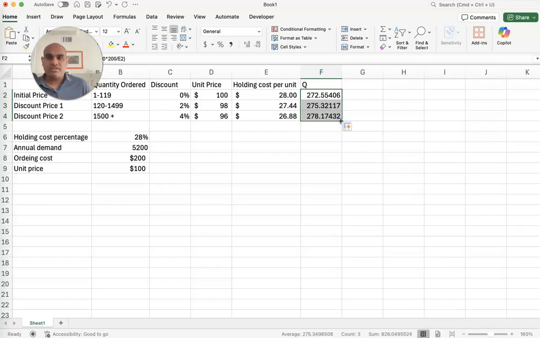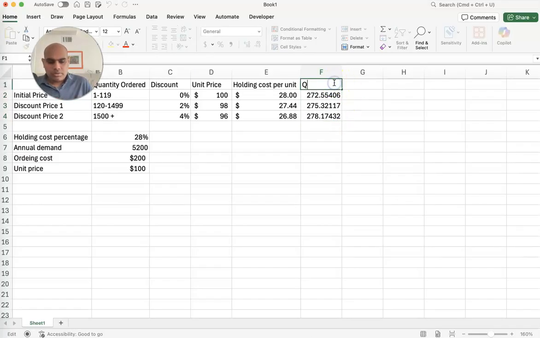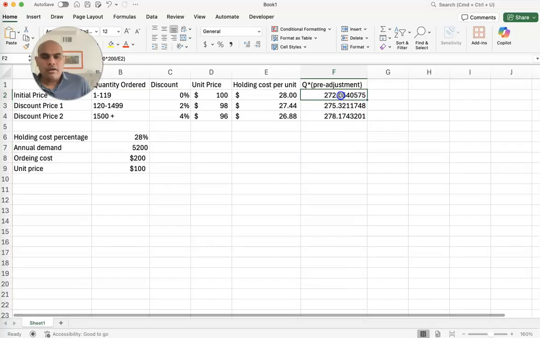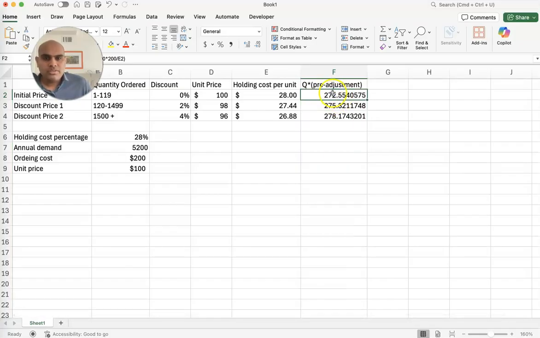So before you adjust it, call it Q star pre-adjustment. What is this pre-adjustment thing? Now, first things first. If you notice that, for our optimal order quantity, if my optimal order quantity is 272, then I'm automatically going to get a 2% price.